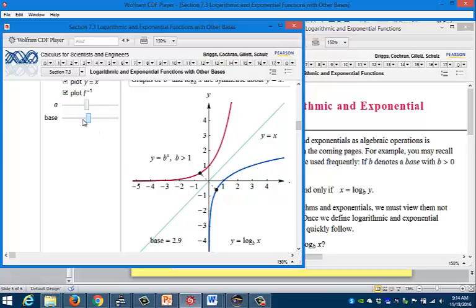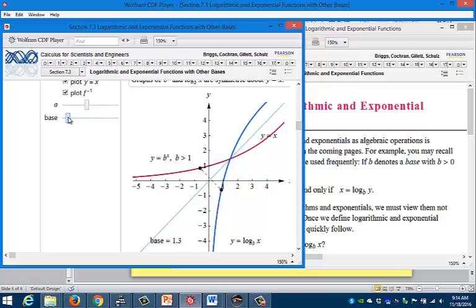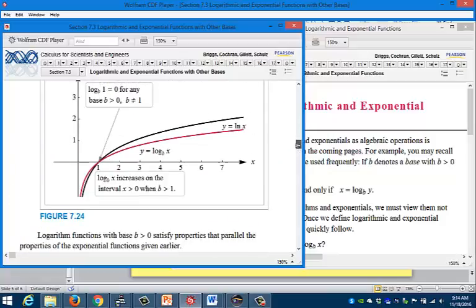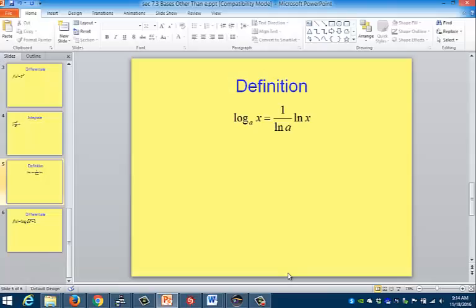Here's the log base 1.7. That's kind of interesting. The logarithm can actually cross the exponential function if you have a really small base. Interesting. But in general, they kind of look like this. Okay? So that's the definition.